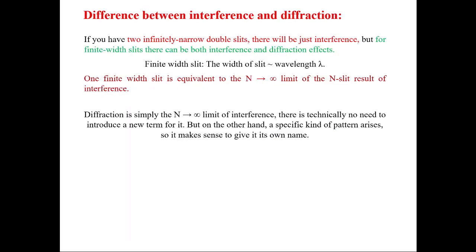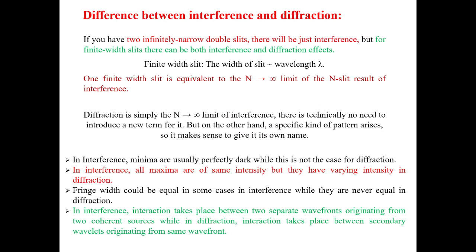Let us discuss a little more to differentiate between interference and diffraction. In Young's double-slit experiment, to demonstrate interference of light, the width of the slit is infinitesimally small. If you make the slits of finite width, the pattern will change. This will be a diffraction pattern. And this is the basic difference between interference and diffraction. Therefore, diffraction is the n tending to infinity limit of interference. As it gives a specific kind of pattern on the screen, it is given a different name than interference, despite using a similar mechanism to produce the pattern.